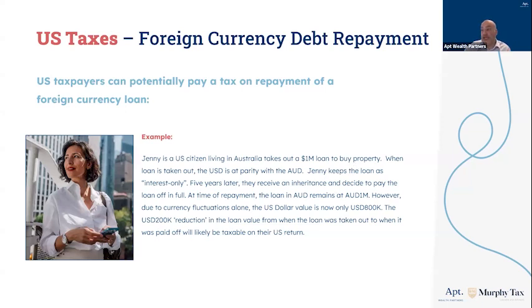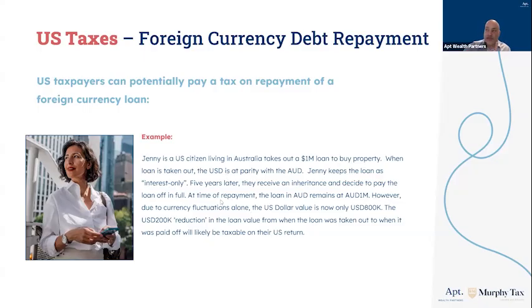Now, when the loan is taken out, let's assume that the US dollar and the Australian dollar are sitting at parity. So that means one US dollar equals one Australian dollar. So that means that it's $1 million of loan in Australian dollar terms and $1 million of loan in US dollar terms. And it's interest only, so the loan is not being paid down. Now, in 5 years' time, Jenny receives an inheritance and with that inheritance completely clears that loan and pays it off.